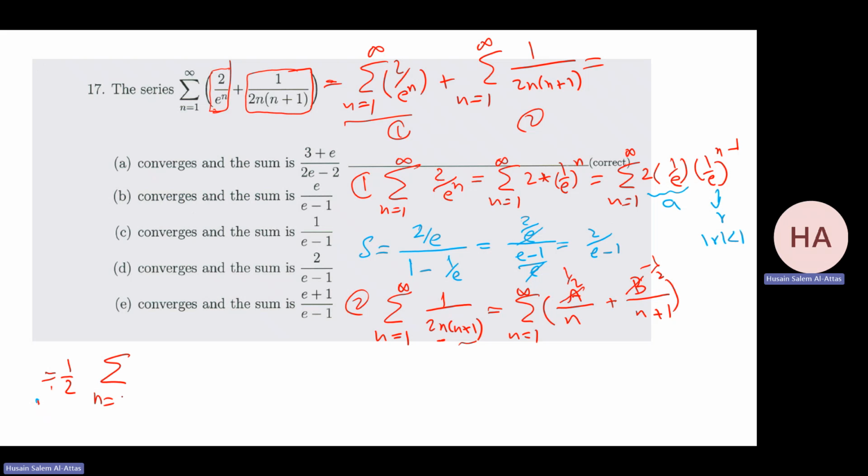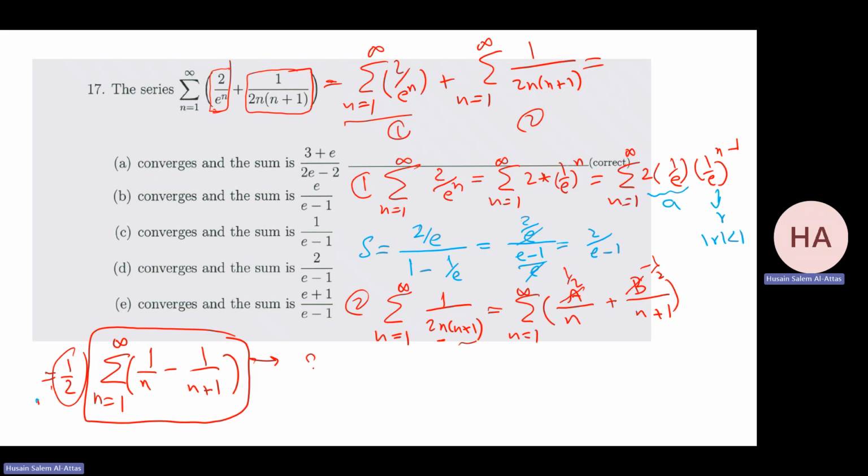So actually I can take half outside. I have summation n equals 1 to infinity, 1 over n minus 1 over n plus 1. Yes, and this will be telescopic. The half is just a number, I can multiply by it at the end. So I'll work out this one. I have Sn equals A1 plus A2 plus A3 plus up to An. For 1, it's 1 minus half. For 2, it's half minus 1 over 3. Very clear, 1 over n minus 1 over n plus 1.